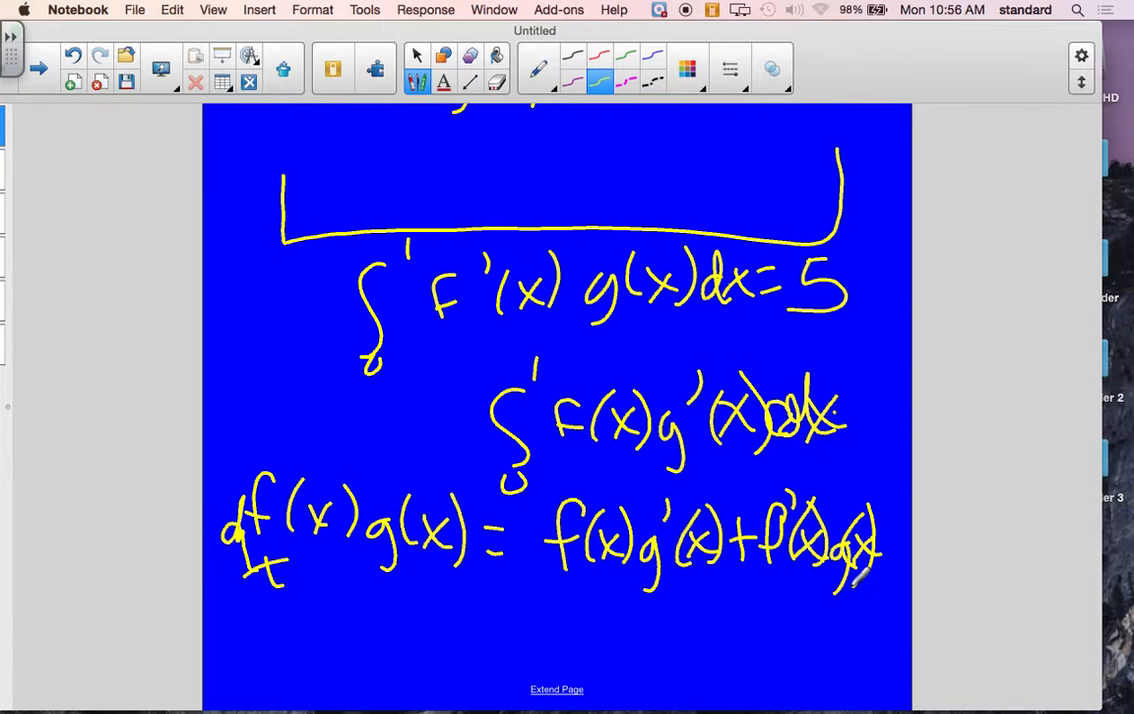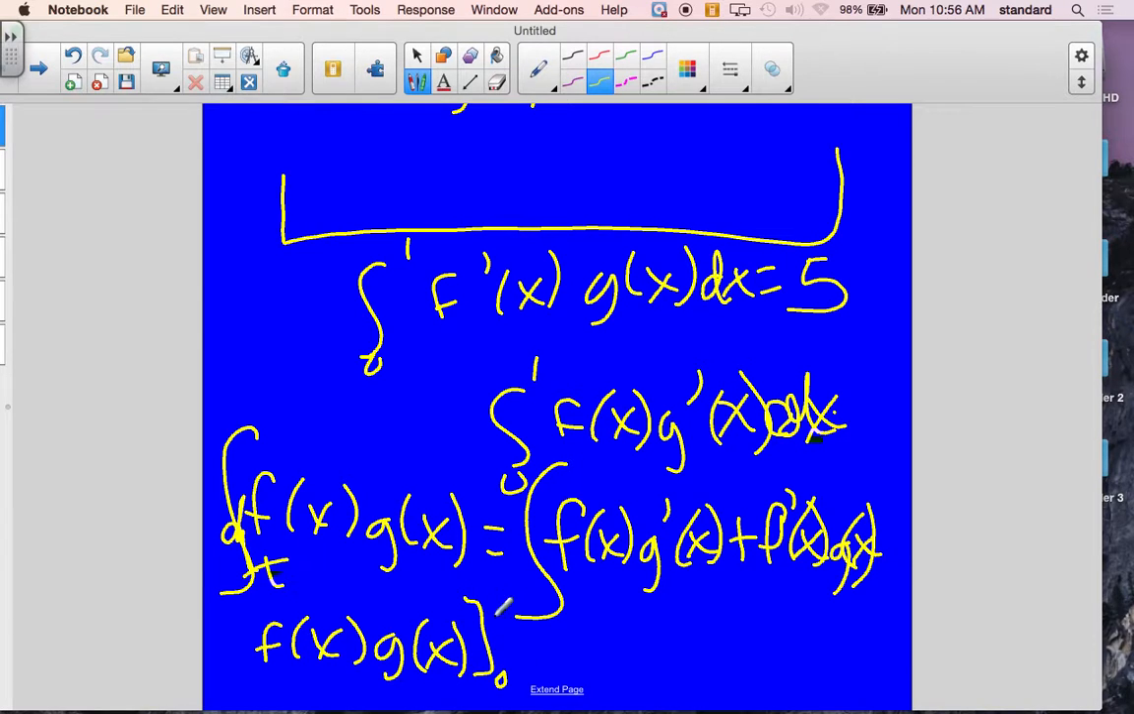I think that I did this. I think I integrated both sides. And if I integrate a derivative, that gives me f of x, g of x. But that's from 0 to 1. Is equal to this integral. They gave me one of these. Which one did they give me? Oh, yeah. They gave you the second one. The second one. All right, so it ends up being the same thing. Ah, okay.